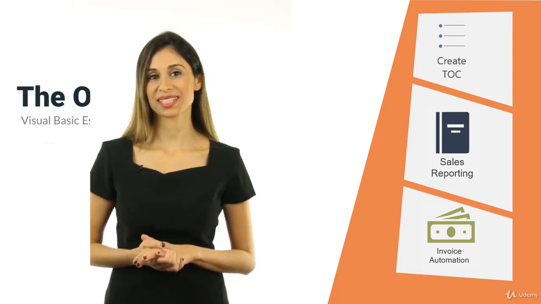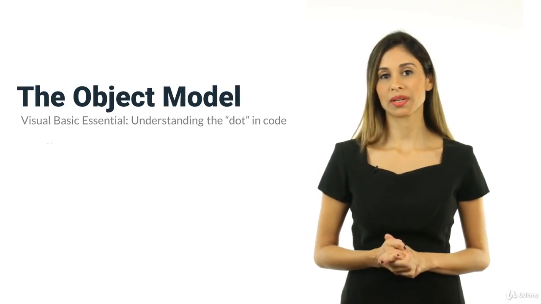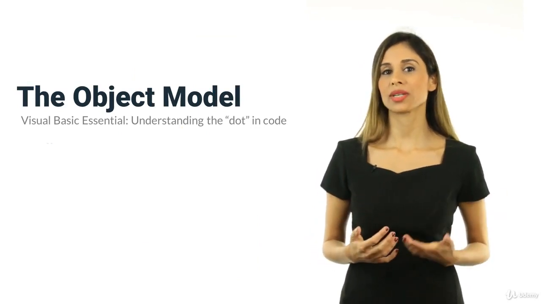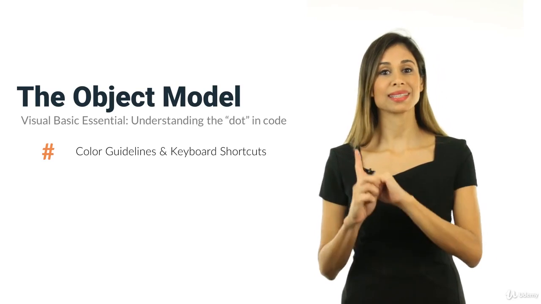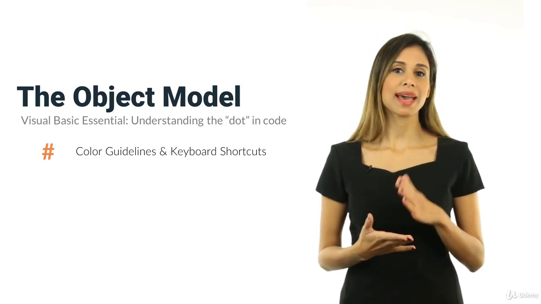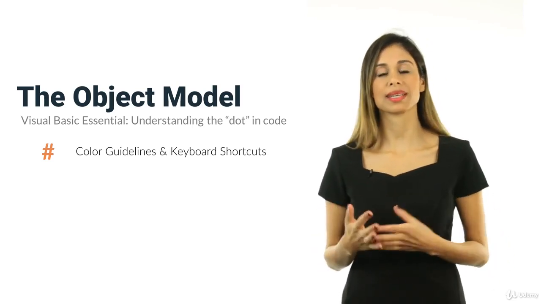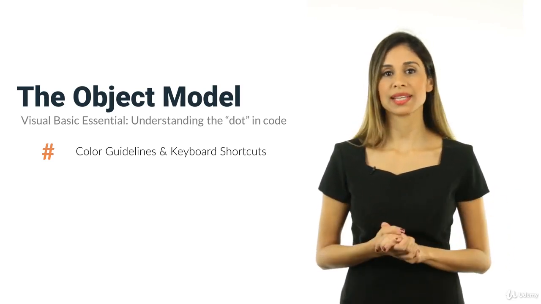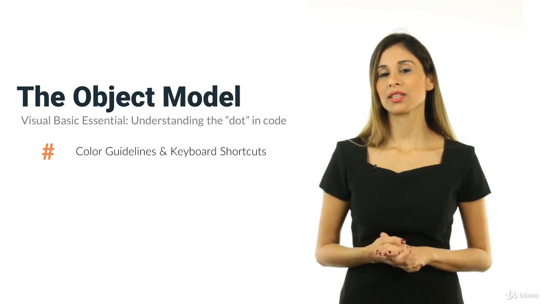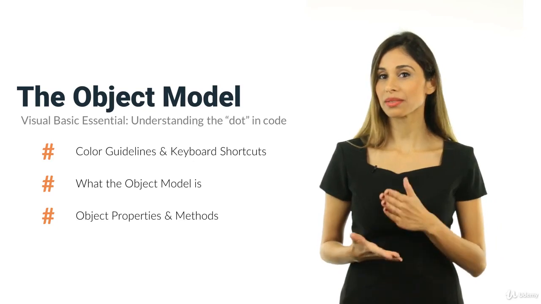on top of this. First, I'm going to show you where the code reference libraries are. Then we're going to take a second look at the macro that we recorded in the last section, and I'm going to take you through the color guidelines and some important concepts that you need to know when it comes to Visual Basic and working with the Visual Basic editor. Then we're going to take a look at the object model. We're going to understand what properties and methods are.